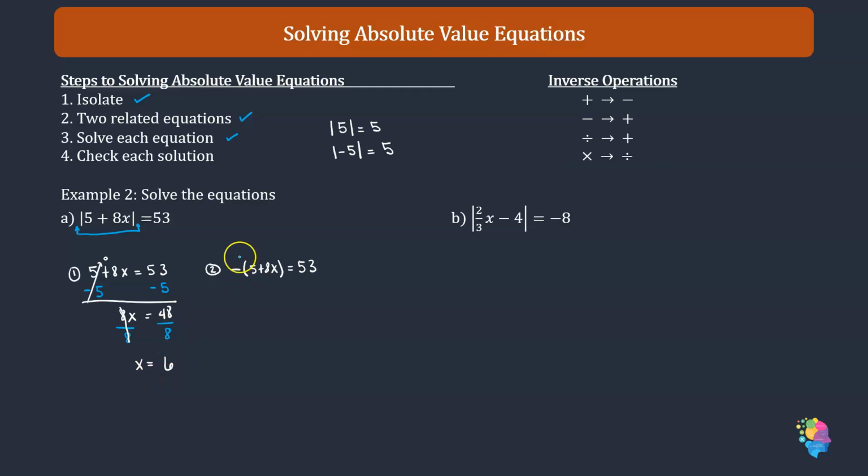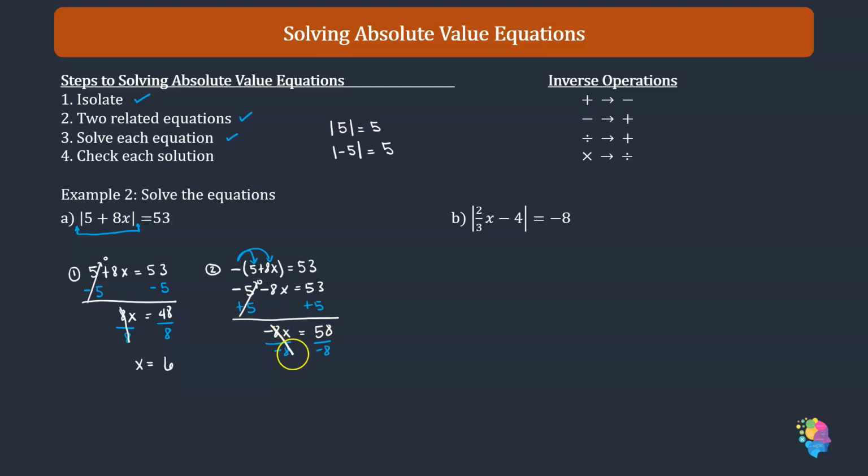Let's move on to the second equation. We are going to distribute that negative, and this will give us minus 5 minus 8x is equal to 53. Just like on the previous one, let's move this 5, but this time it's a minus, so we're going to move it by adding 5 to both sides. 5 minus 5 once again is 0, but now we have a minus 8x is equal to 58. Last step, we're going to divide by the negative 8.